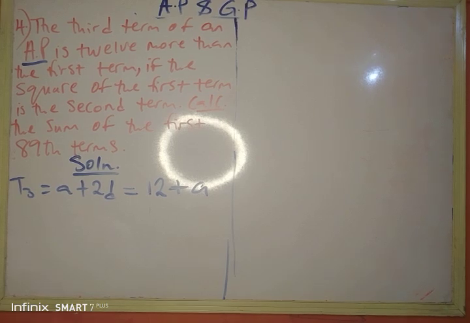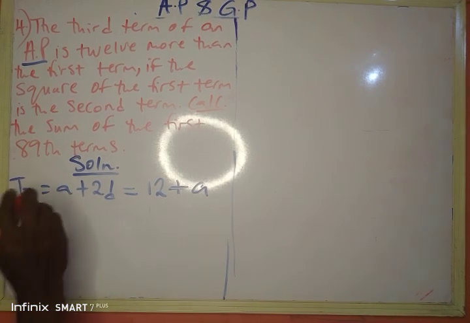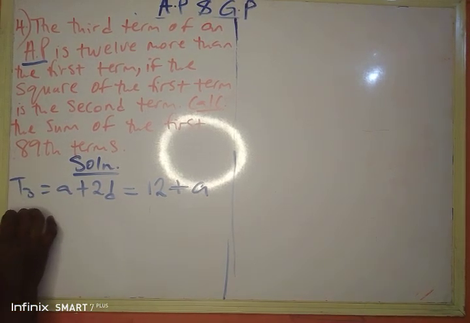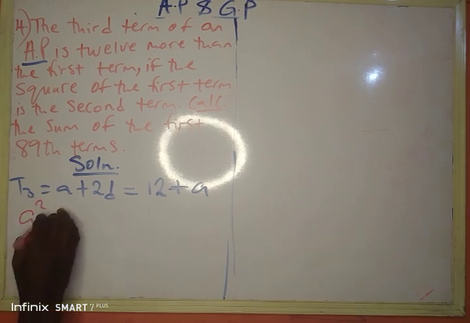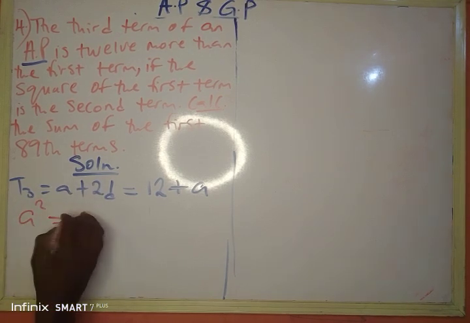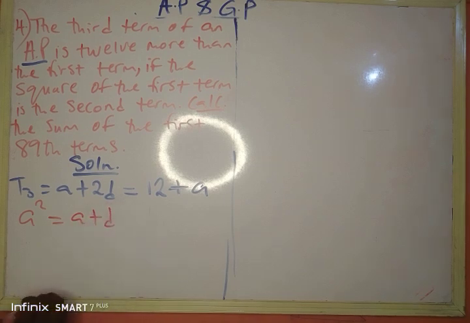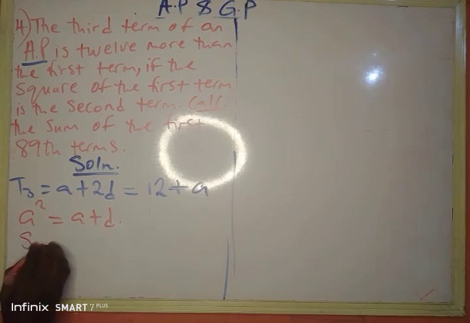Okay, moving on from here, I said if the square of the first term is the second term, that means the square of the first term, A squared, is equal to the second term, A plus D. Calculate the sum of the first 89 terms, that is, calculate S89.